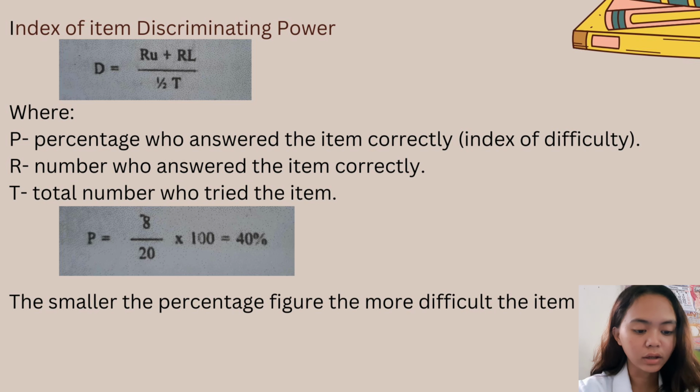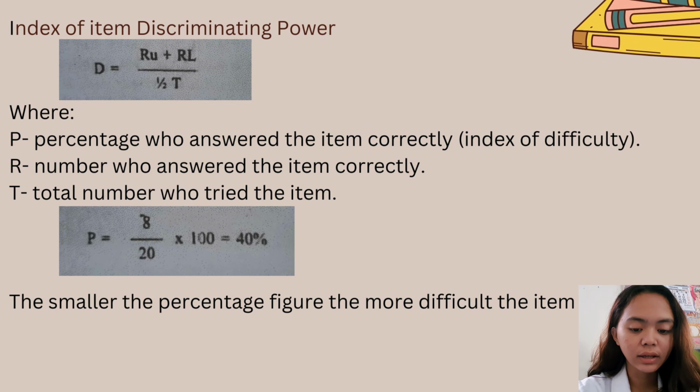And the next one is the formula of index of item discriminating power. D is equals to RU. I think nagkaroon siguro dito ng error. It's not an addition. I think it is a subtraction. The RU minus RL divided by 1/2 ng total. Where P is percentage who answered the item correctly, index of difficulty, R the number of who answered the item correctly, and T is the total number who tried the item.